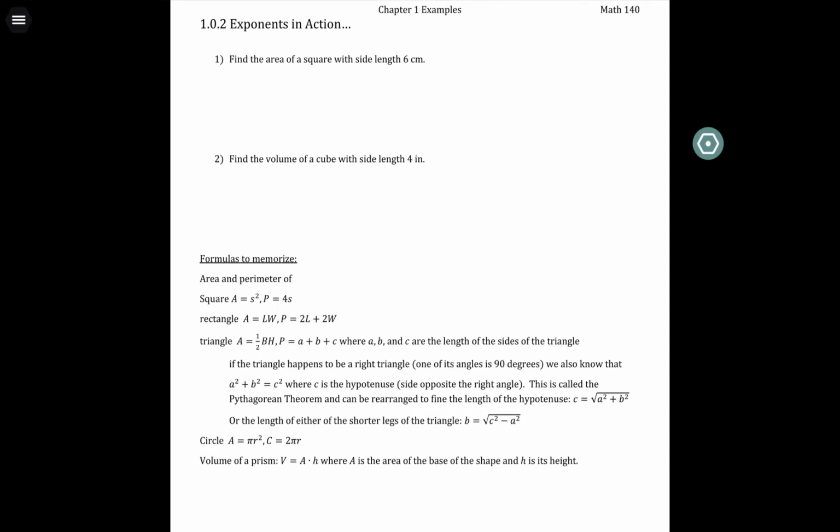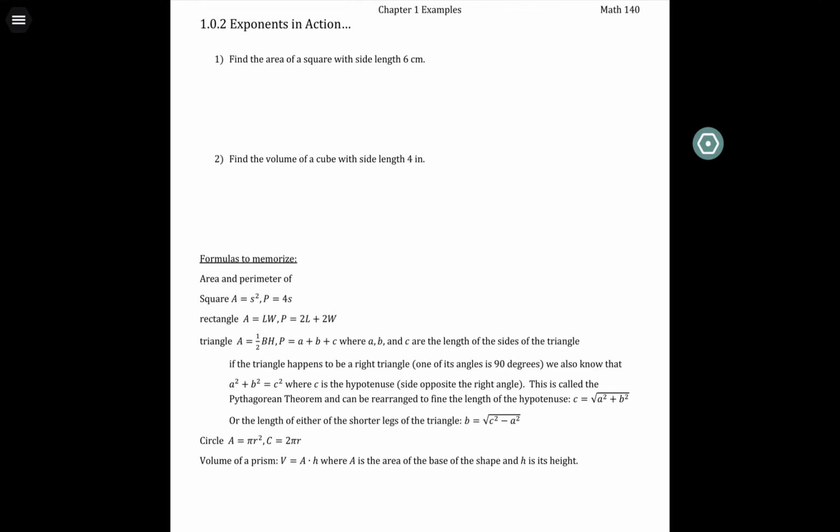Hi everyone, I want to run through a couple of quick examples for 1.0.2. Basically, I want to use a couple of formulas that have exponents in them, but really I have a couple of big goals here, and they are: one, to remind you of some geometry formulas that I will expect you to just know off the top of your head. I think most of them should be really familiar. There might be a little bit in the volume that's new to you.